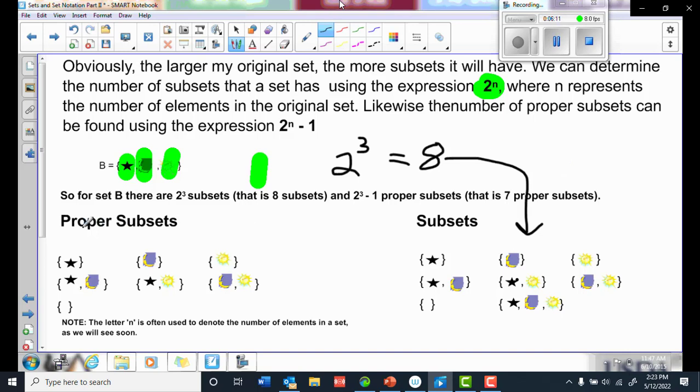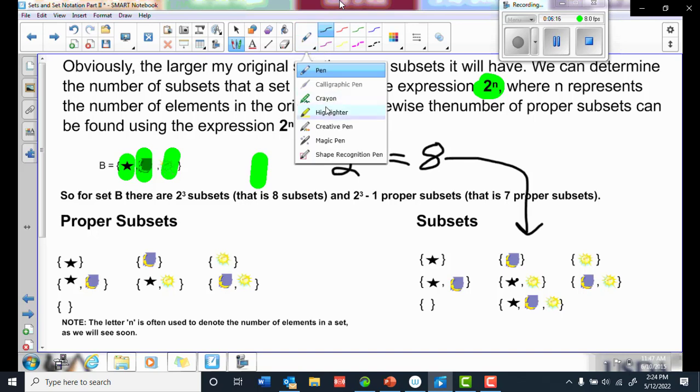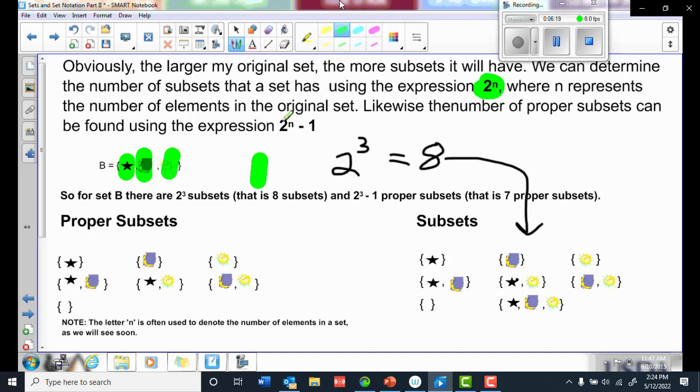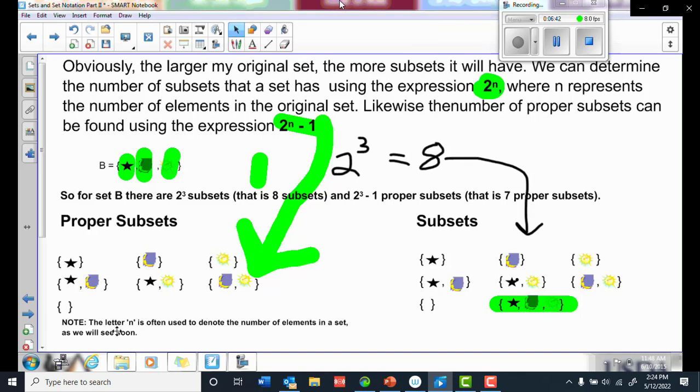If we want to know how many proper subsets, then we say 2 to the n minus 1, because we are not including this one that is the same thing. So 2 to the third power, which is 8, minus 1 gives us 7. 7 proper subsets. Again, remember that the letter N is often used to denote the number of elements in a set.